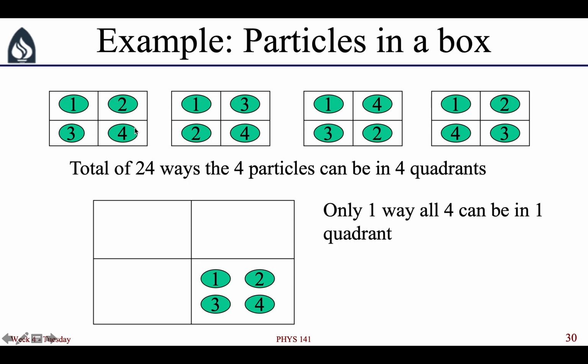You can have 1, 2, 3, 4, you can have 1, 3, 2, 4, 1, 4, 3, 2, and 1, 2, 4, 3, and that's just 4 possibilities. There's a total of 24 ways that you can distribute these 4 particles. However, there's only 1 way that all 4 particles can be in 1 quadrant. That's just that they're all in the 1 quadrant.